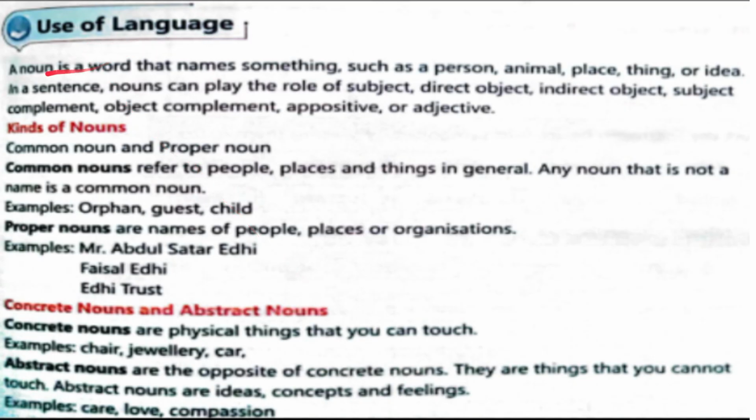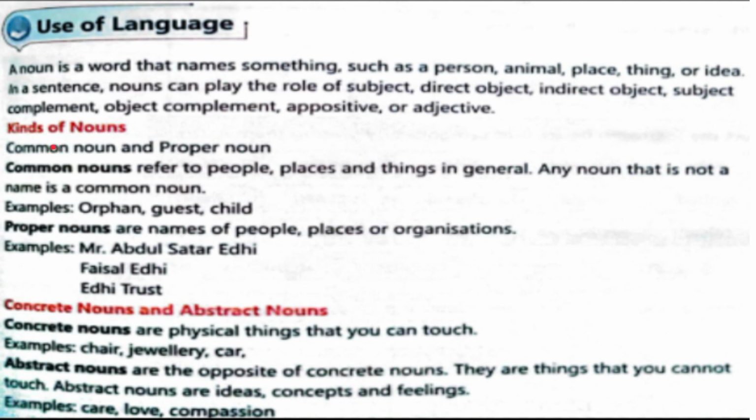Use of language. A noun is a word that names something such as a person, animal, place, thing or idea. In a sentence, nouns can play the role of subject, direct object, indirect object, subject complement, object complement, appositive or adjective.